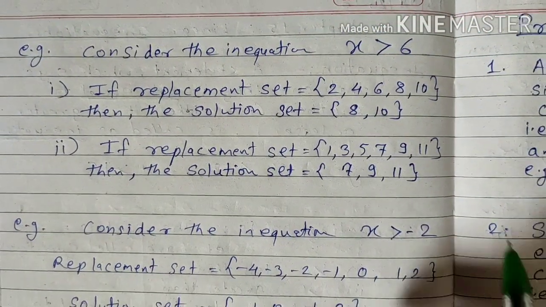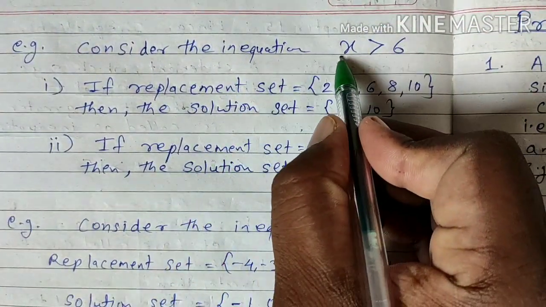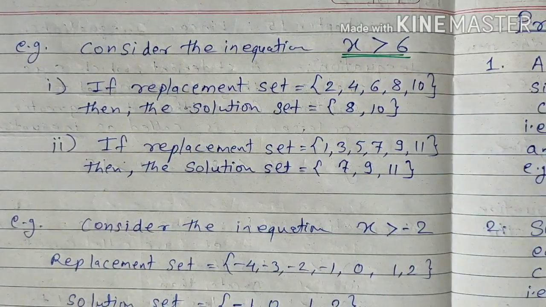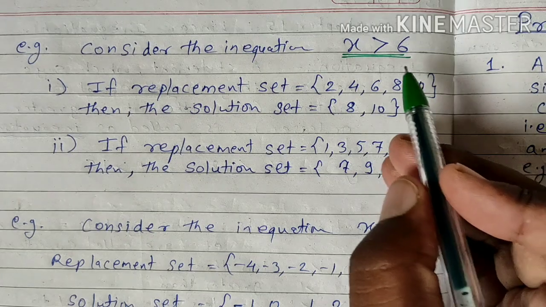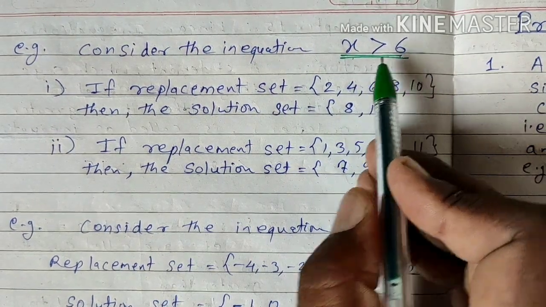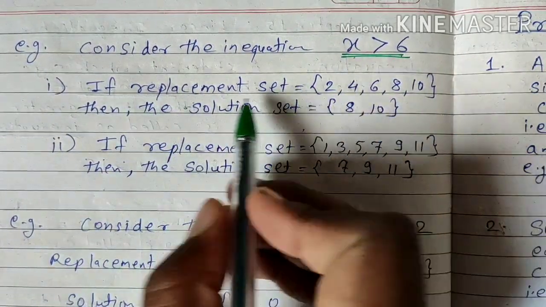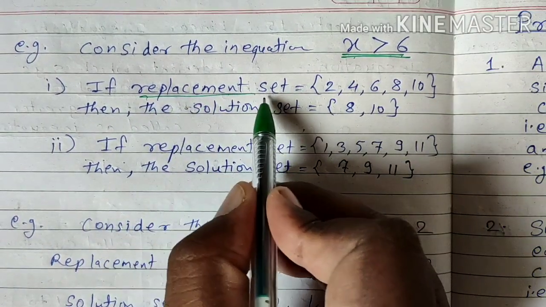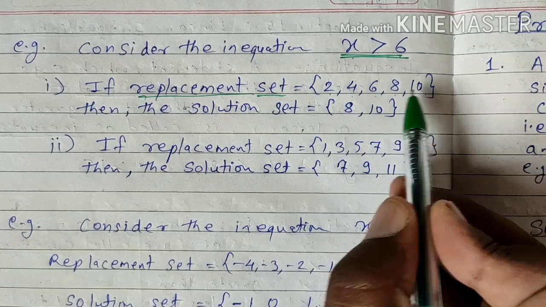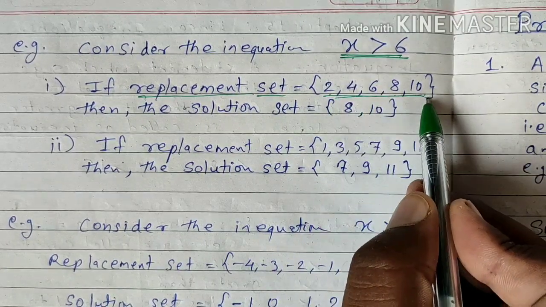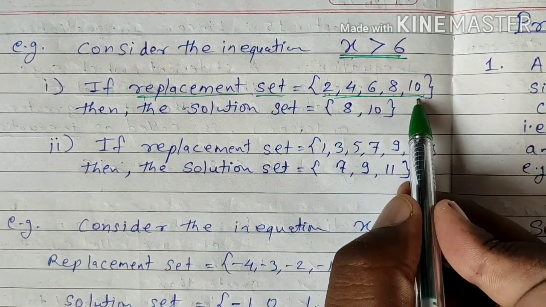For example, suppose this is the inequation given to us: x is less than 6. It is the less than sign. And in the question the replacement set is already provided to us: 2, 4, 6, 8 and 10. This is the replacement set, or it is also called the universal set.